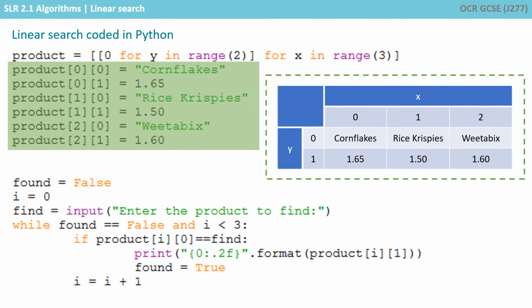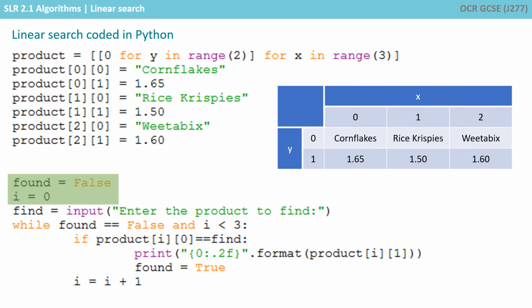So in Python code, the solution might look something like this. We're storing the data for our products in a two-dimensional list so that we can store the description and the price. We've then got a variable called found, which we'll set to false initially and the index of the item to be 0.